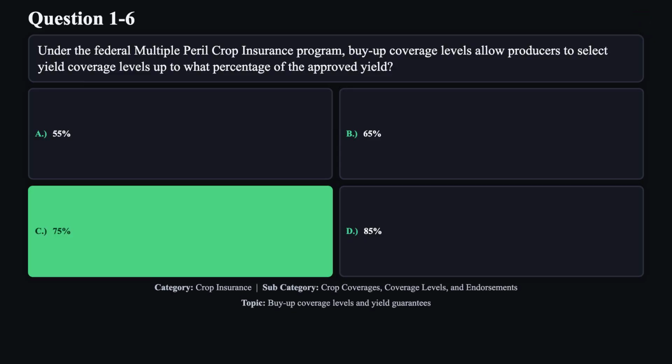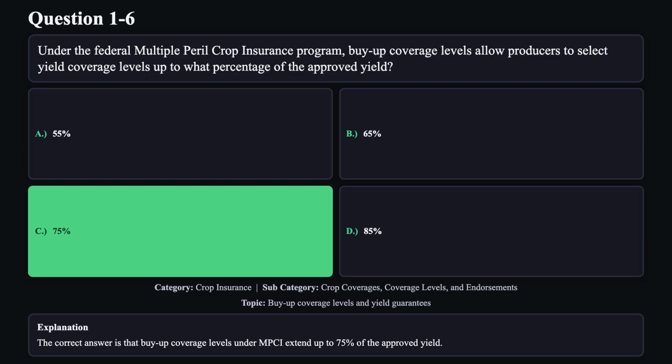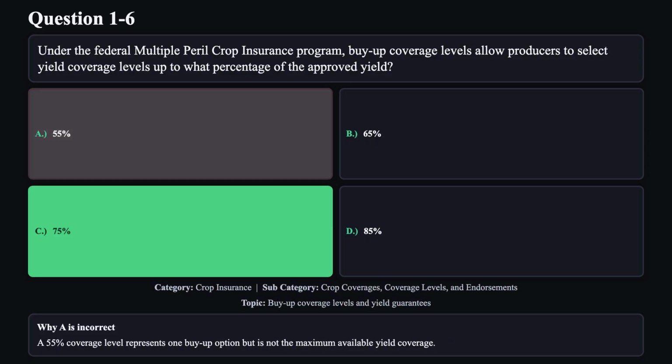The correct answer is C. The correct answer is that buy-up coverage levels under MPCI extend up to 75% of the approved yield. Reason A is not correct. A 55% coverage level represents one buy-up option, but is not the maximum available yield coverage.